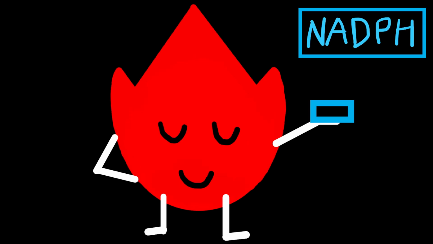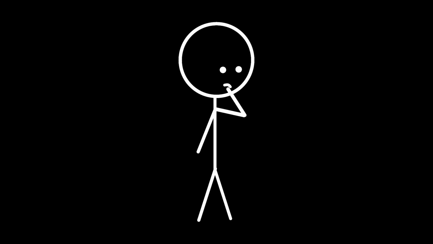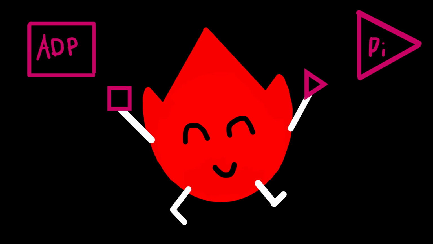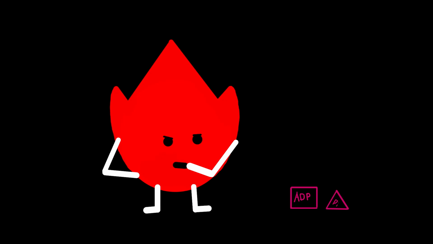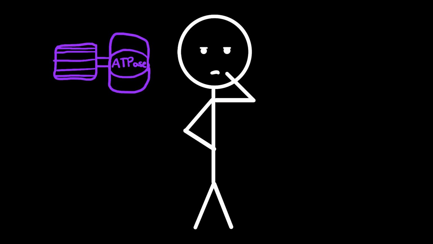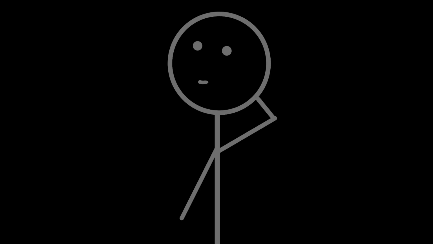Yoo-hoo! We have NADPH! Let's make some more! Now we have more NADPH. We need ATP as well, though. I'm trying to remember how to make ATP. You can join these two, right? ADP and phosphate group. You need ATPase to join them, though. But ATPase needs to be powered as well. And I can't remember how.